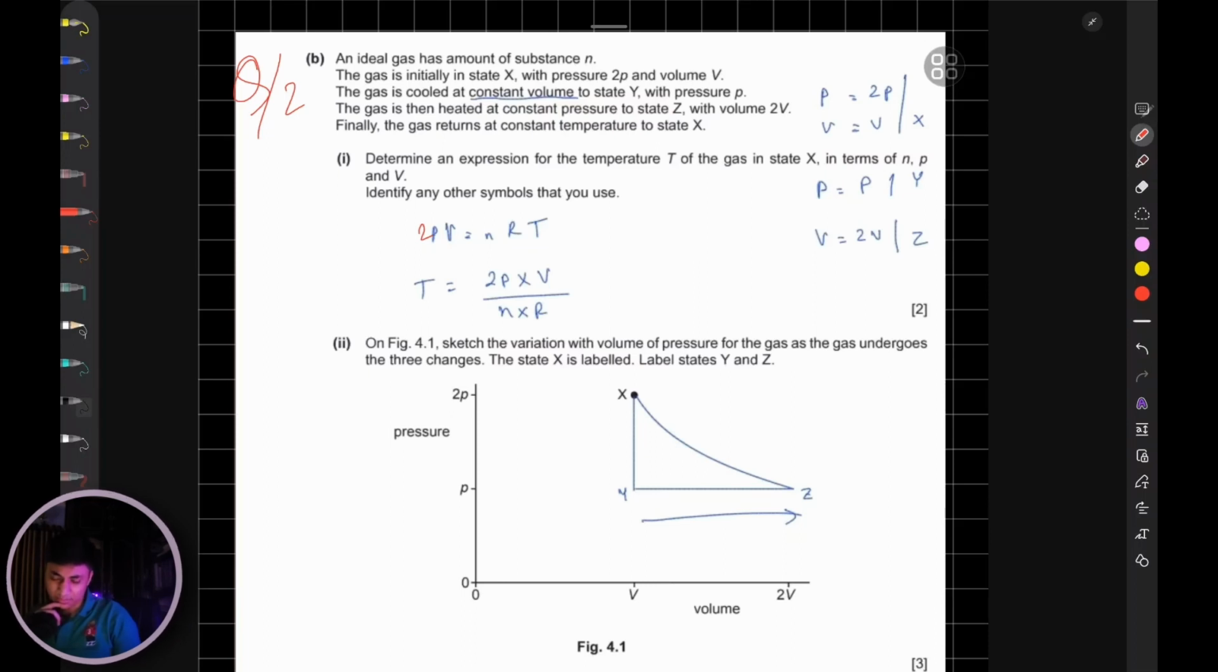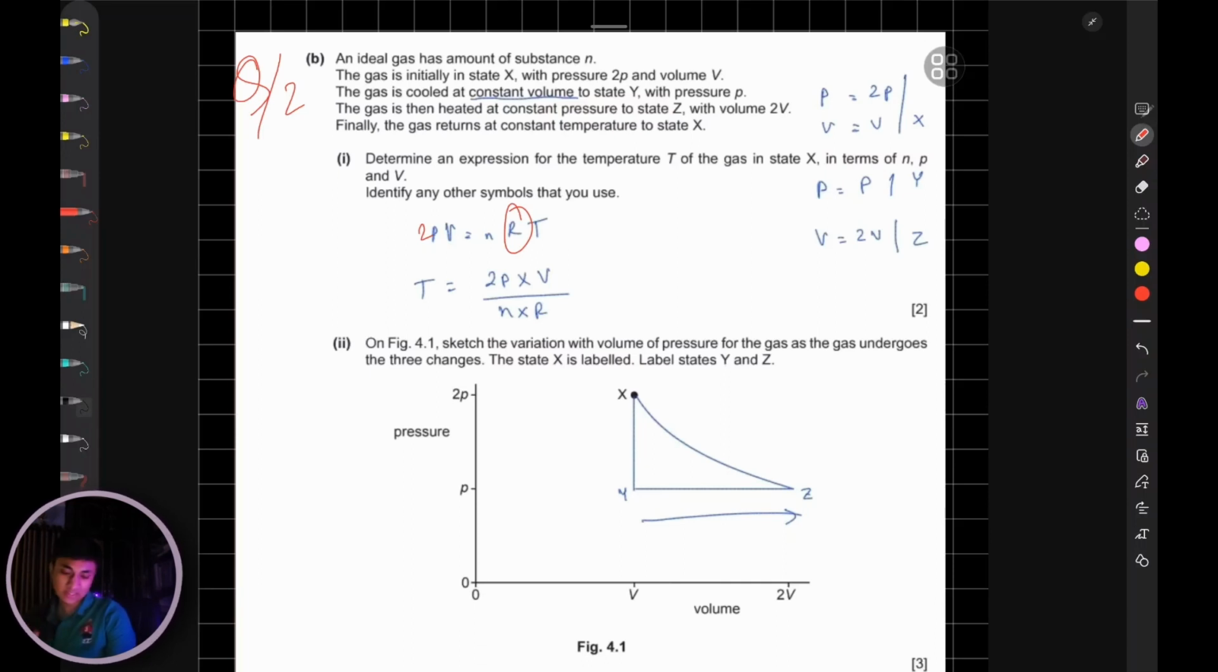N is the amount of substance. R is your gas constant. And you make temperature the subject by taking N and R to this side of the equation, and you're going to have the expression for temperature. Great. So for any other symbol, it is basically R, the gas constant. You're going to mention that, and you're going to get 2 marks.